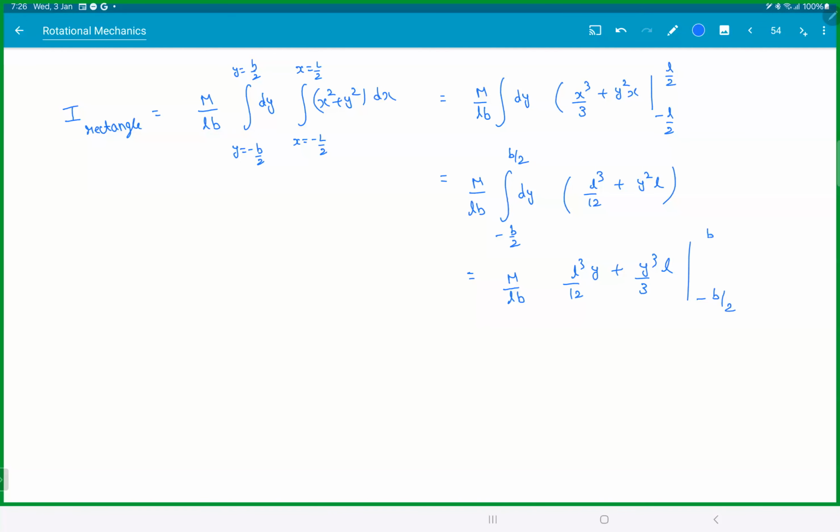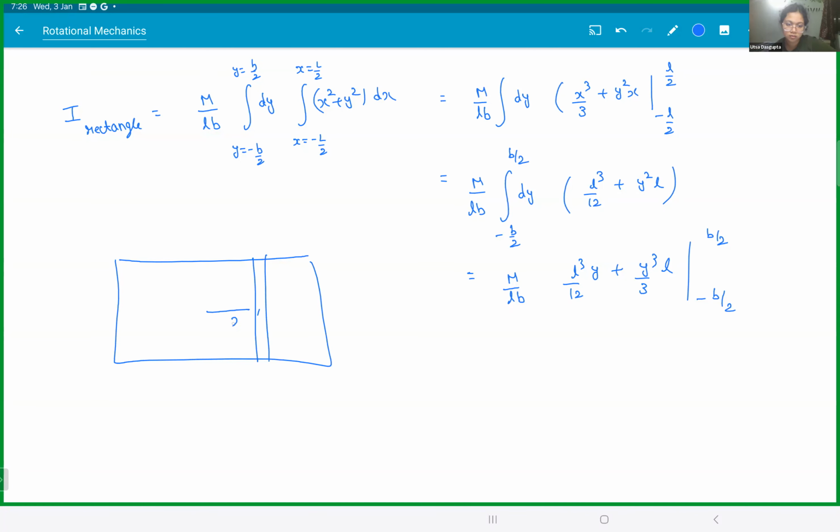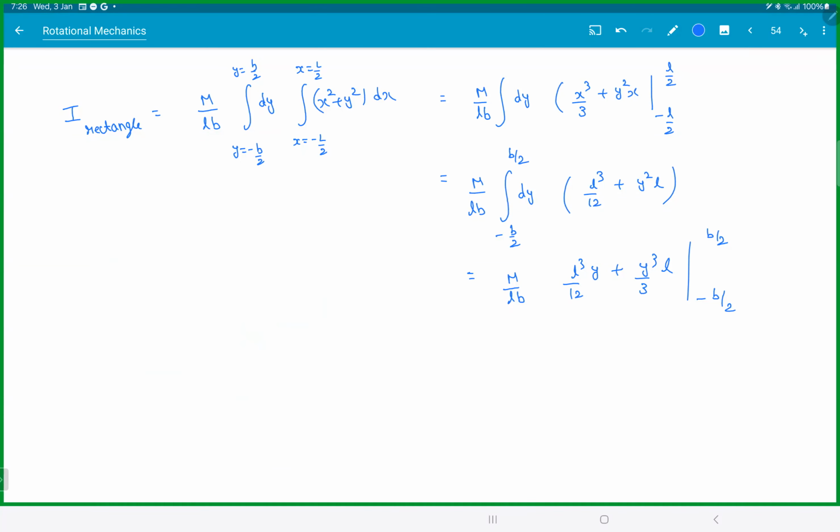But this is how you integrate. Could I also do x square plus y square dy and then फिर dx? Because both will work, then you know what you're doing. Then you are taking an element like this, so for a given x you're changing all y's always. Okay, yeah. So it depends, you can do either way, it works. So m by lb, this guy would be l cube by 12 into b plus b cube by 12 into l.